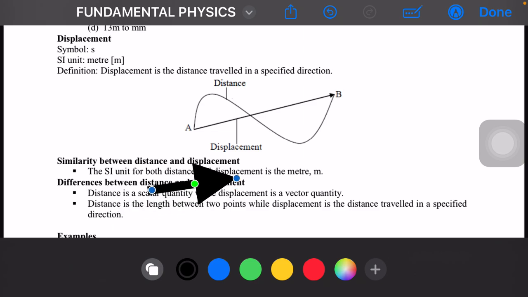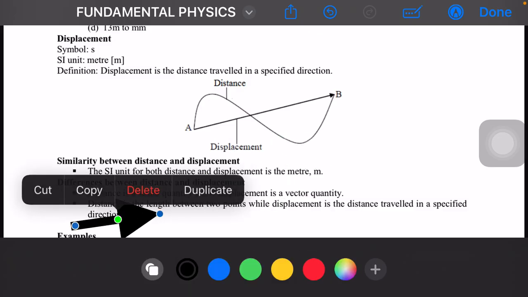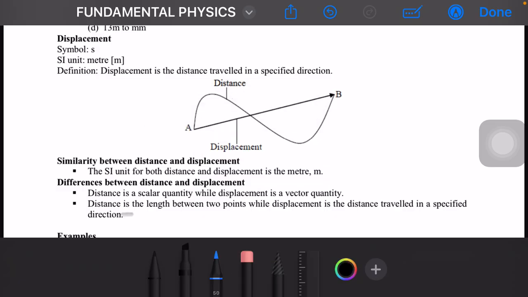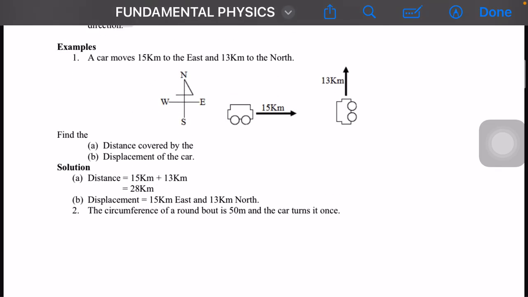Why have you said so? Because we know that a scalar quantity only has magnitude, but it has no direction. While a vector quantity has both magnitude and direction. So distance is a length between 2 points, while displacement is a distance traveled in a specific direction. These are the two differences between displacement and distance. Also, this question does come in the exam, so you need to pay attention to them.